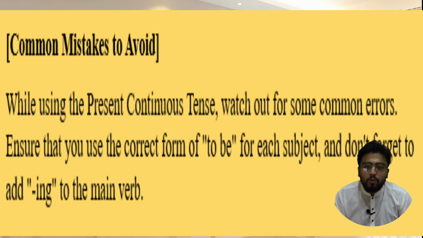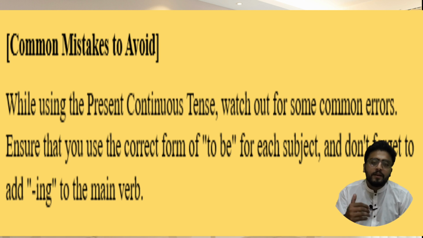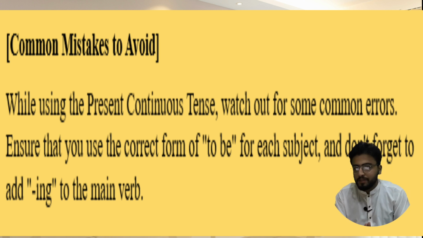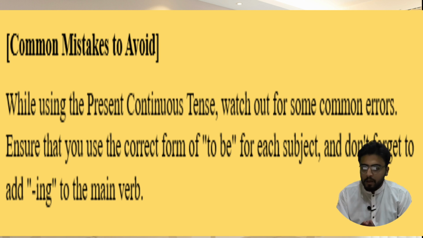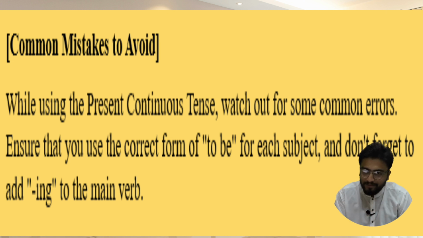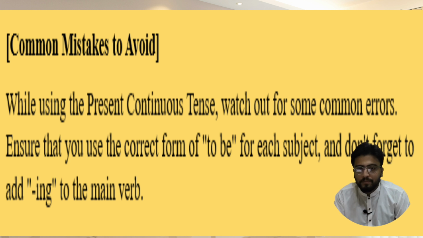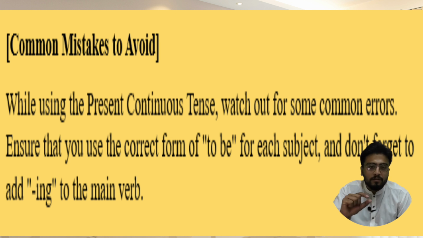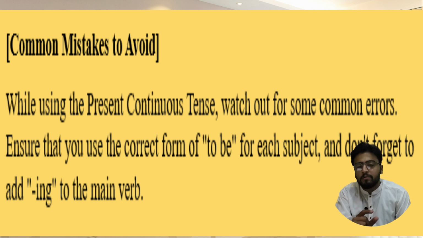Coming to the common mistakes, what we often commit while making a sentence of present progressive or continuous tense. Let's see what we have. While using the present continuous tense, watch out for some common errors. Ensure that you use the correct form of to be for each subject. For I, we use am. For he, she, it, we use is. For a singular noun or pronoun, we use is. And for a plural noun or pronoun, we use are.